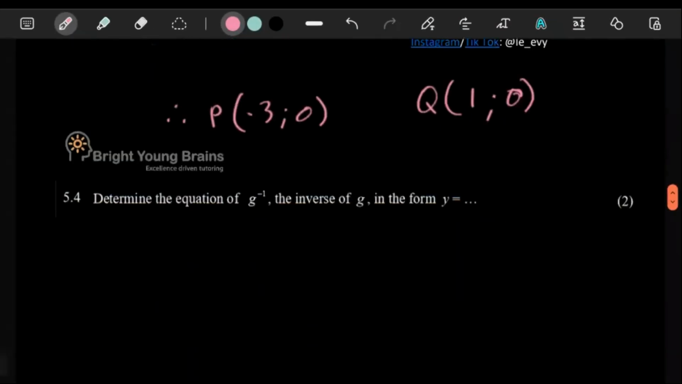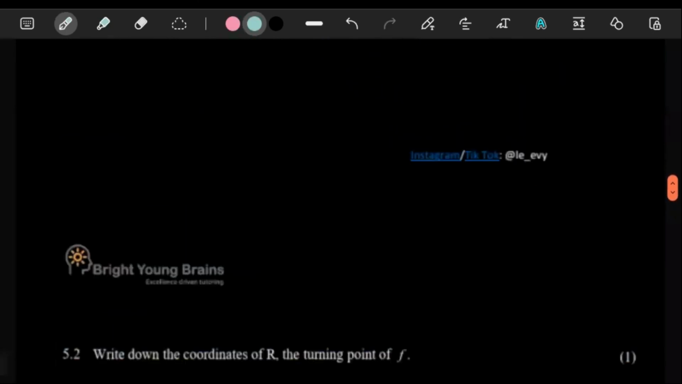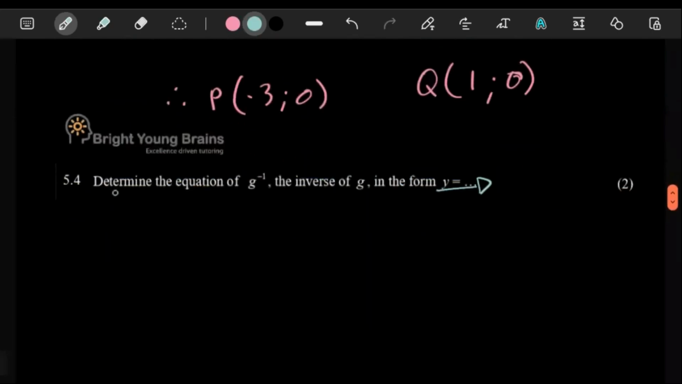I don't know. Anyways, for 2 marks here, they said we should determine the equation of the inverse of G in the form Y. So getting the inverse of G, not a hassle at all. Here is just a half to the power of x. That's the original equation. So if your original equation has a half to the power of x, remember, inverse just means that you swap around x and y, you see.